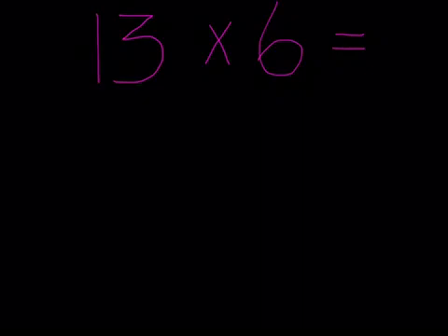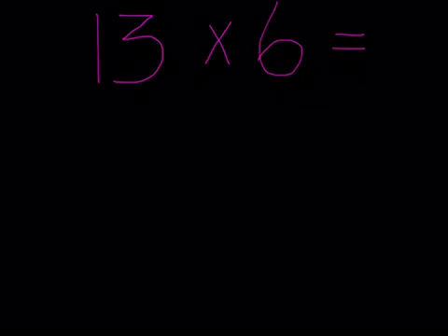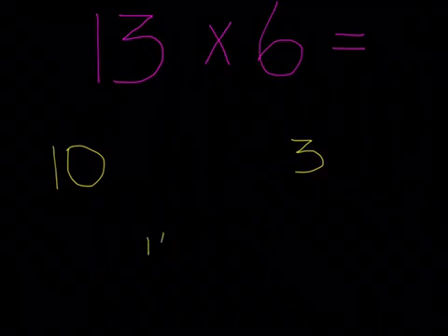So the first thing we need to do in our distributive property is we need to look at 13, and we need to break it down into two add-ins. What are two add-ins that equal 13? Two numbers you can add together that equal 13. Well, the simplest ones to use would be the add-in of 10 and 3. Because 10 plus 3 equals 13, correct?